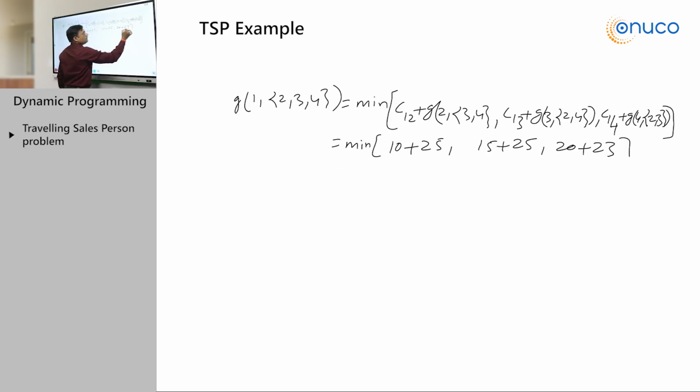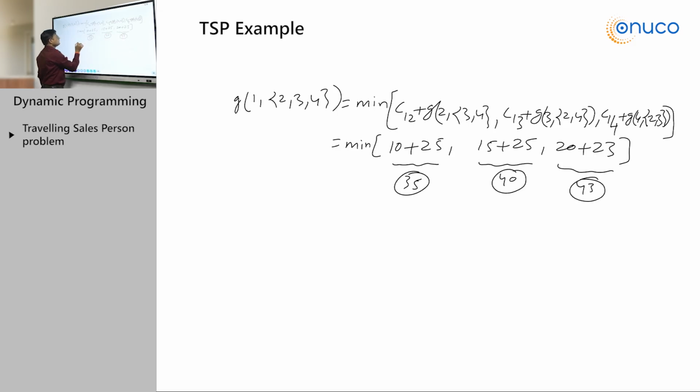Now here, 10 plus 25 is 35. Here is 40 and here is 43. Among these, 35 is minimum. So we got 35. Now all the combinations are done, and we are getting 35 as the minimum.